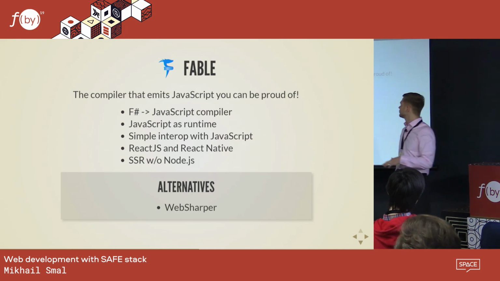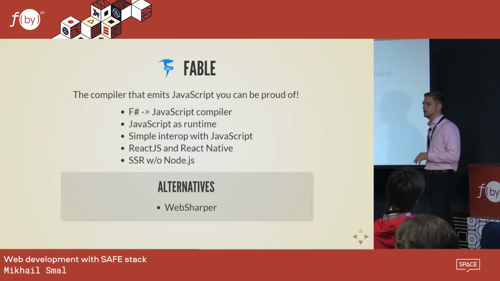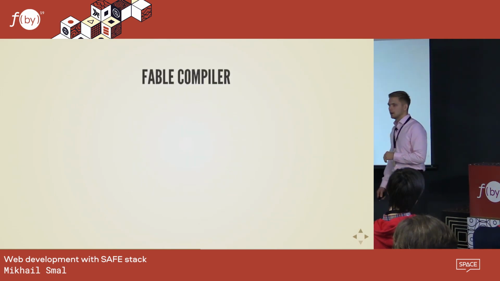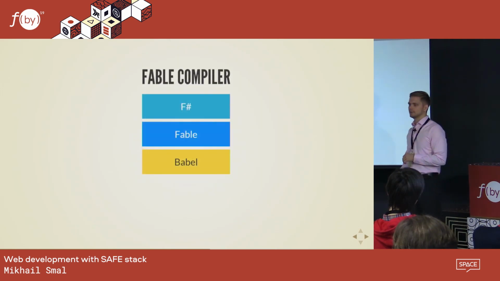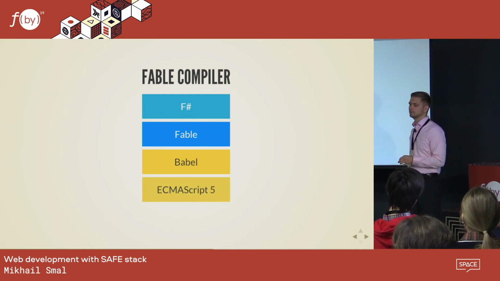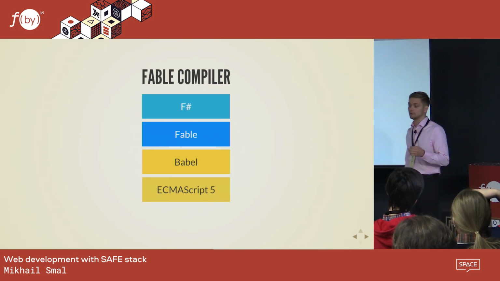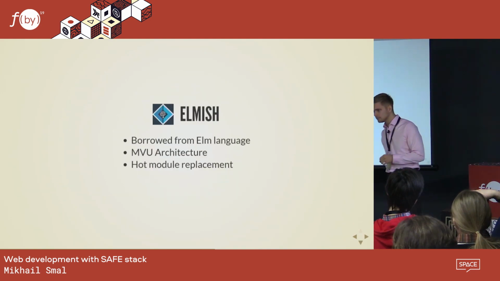There is an alternative to Fable, WebSharper. It's an old project, which is not only for F#, also for C#, but let's skip it. Just to recap, Fable takes F#, creates a Babel AST, and then Babel creates ECMAScript 5, which can be executed in any browser, even not the most modern one.